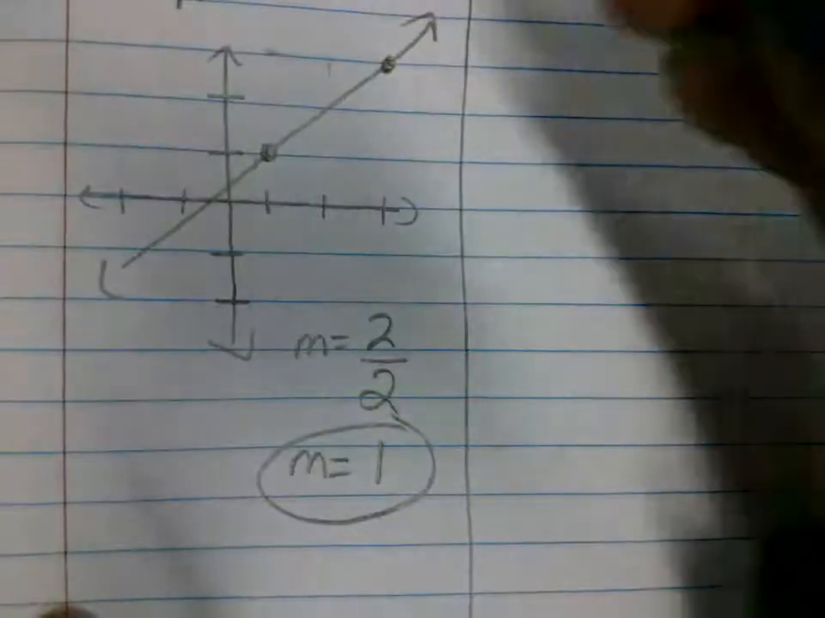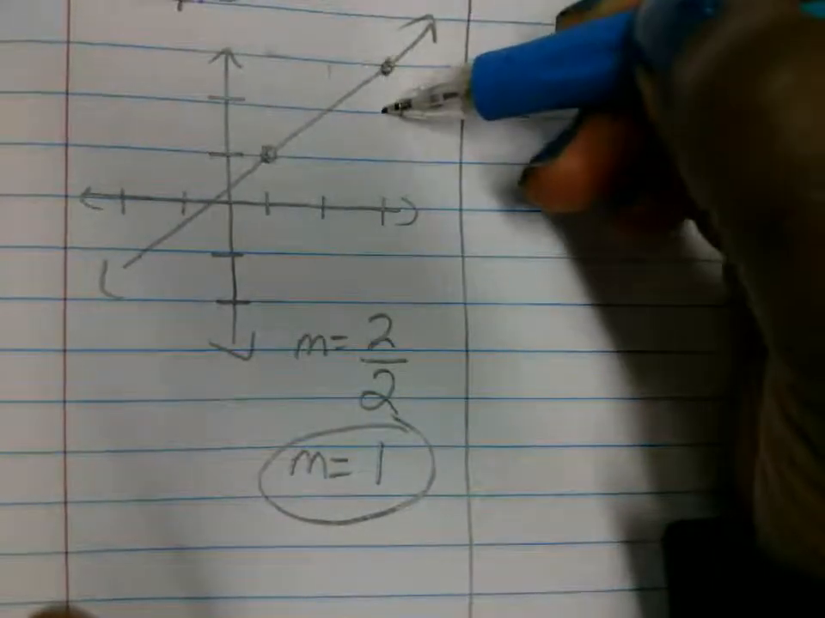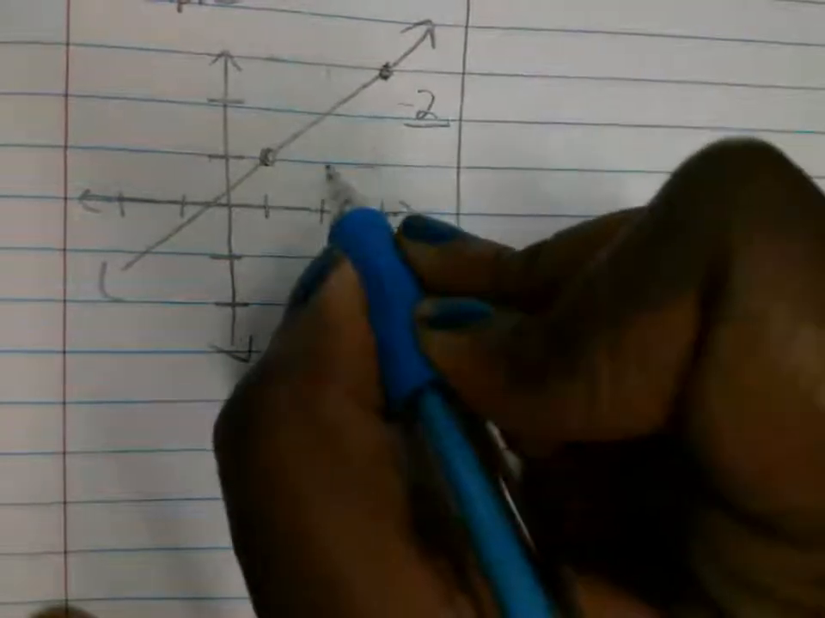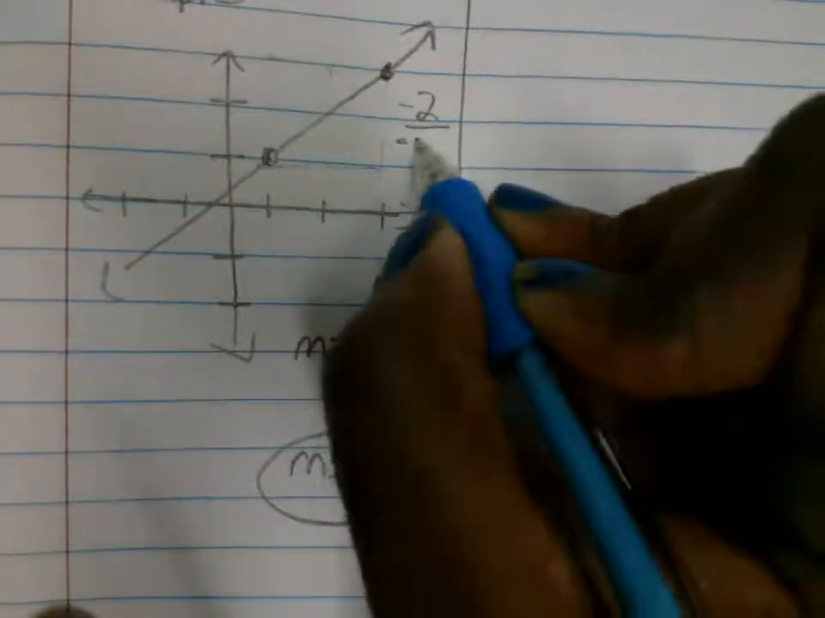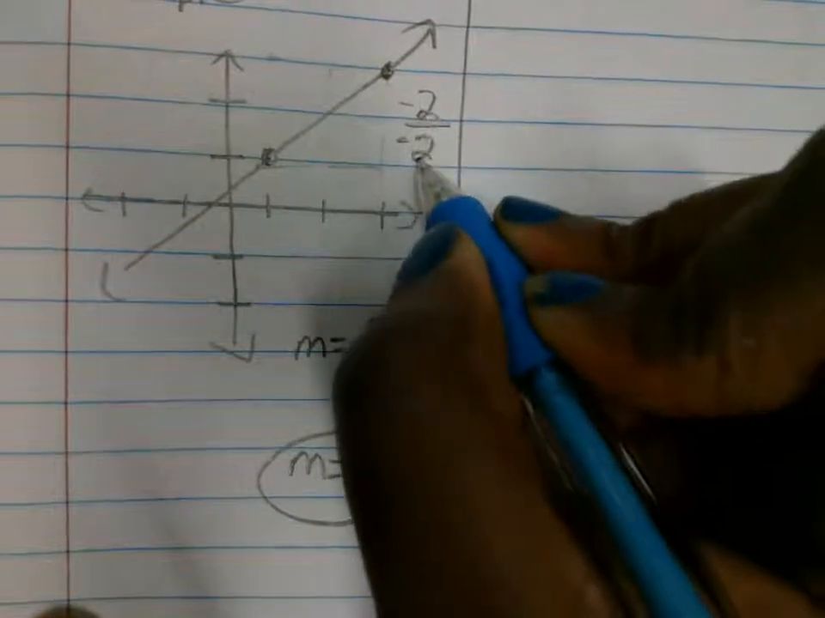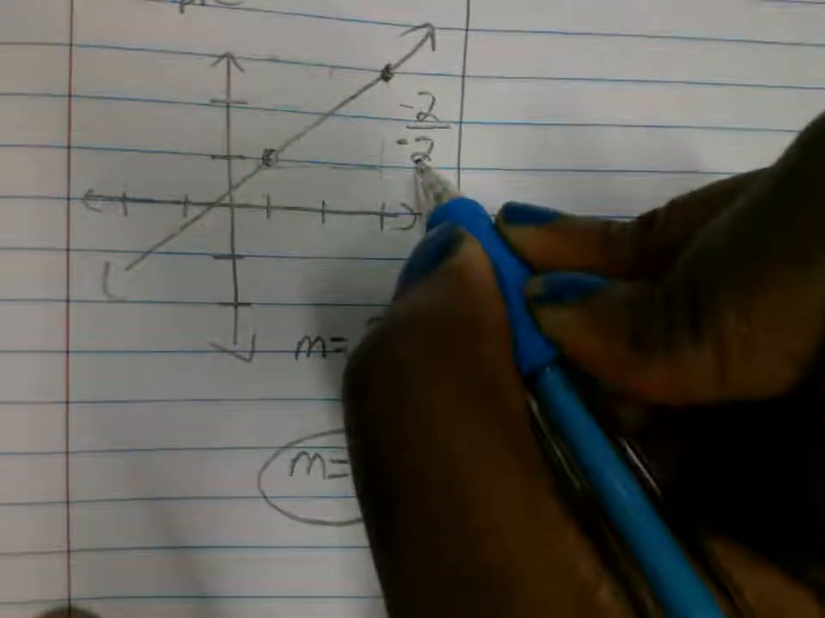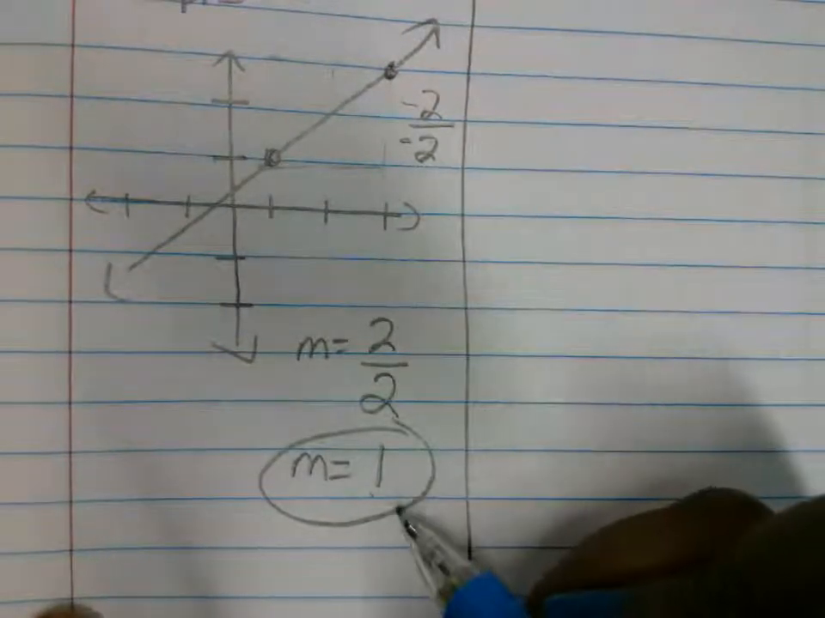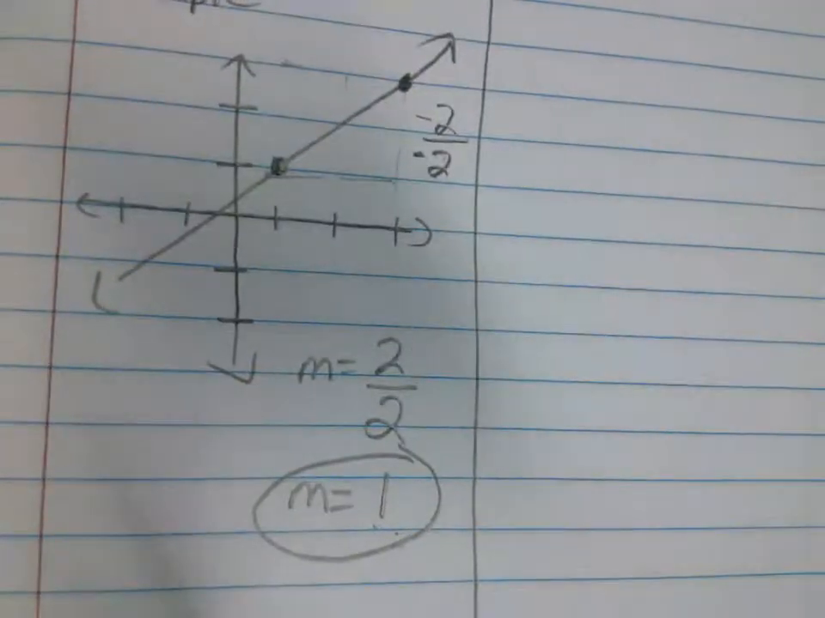Even if I would have went backwards, I went down 2, my top number would be a negative 2. I went to the left 2, my bottom number would be a negative 2. What's negative 2 divided by negative 2? It's still going to be a positive 1. So it doesn't matter which direction you go. When you simplify it, your answer is still going to be the same. Please copy this down. This is rise over run.